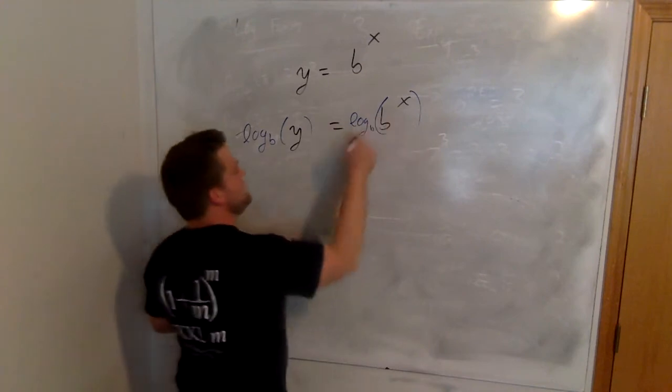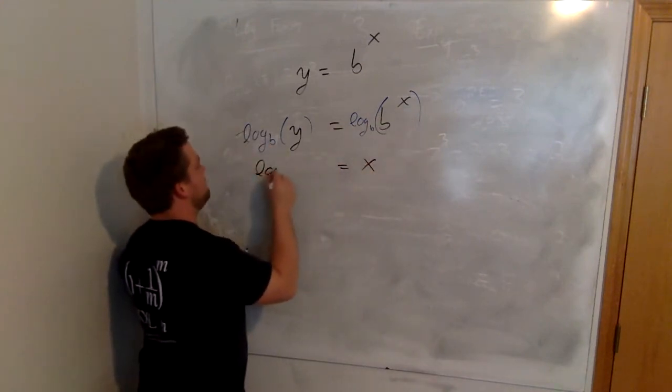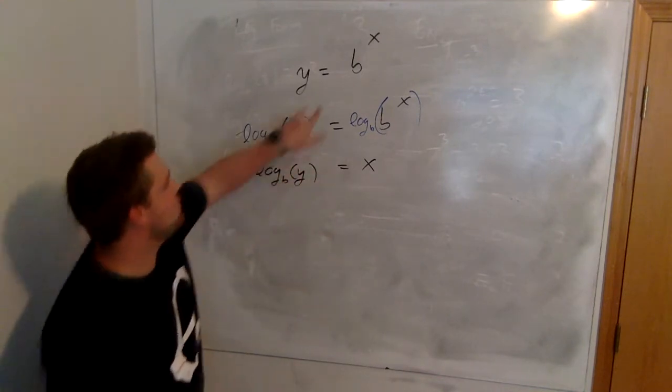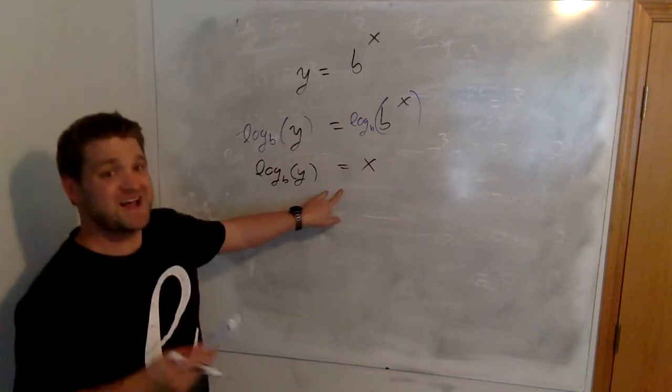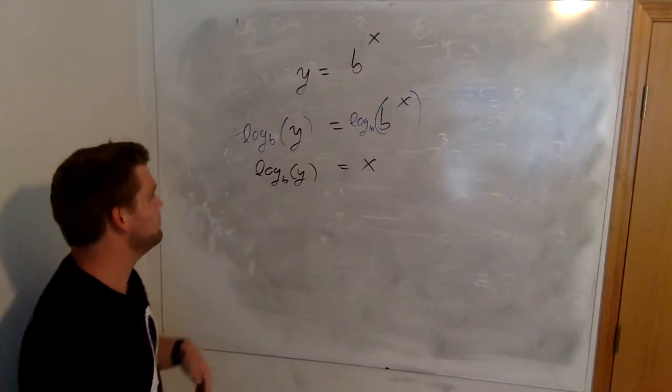Well, what happens? The b's cancel each other out, and I'd just be left with x. And over here, I would have log base b of y. Notice what I've done here. I basically just went from exponential form to logarithmic form. How did I do it? I just applied the inverse to both sides. That's really what you're doing when you're switching forms.